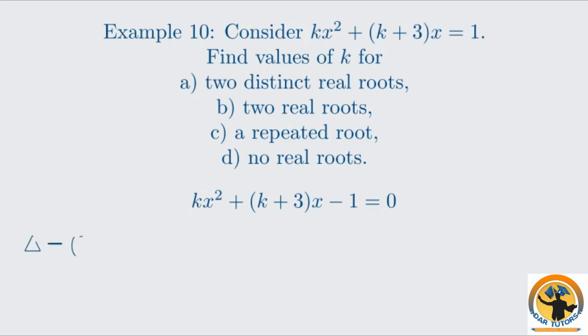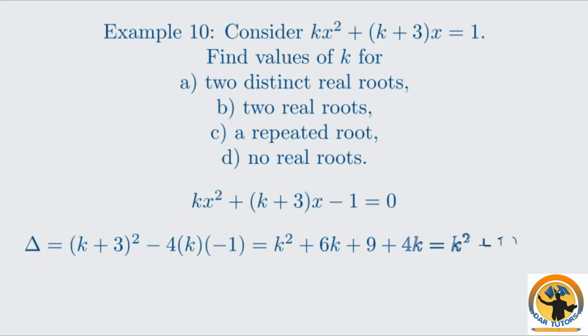Delta equals b squared minus 4ac, which is the quantity k plus 3 squared minus 4 times k times negative 1. Expanding this gives k squared plus 6k plus 9 plus 4k, which simplifies to k squared plus 10k plus 9. To solve the inequalities, it's helpful to factorize the discriminant and draw a sign diagram.